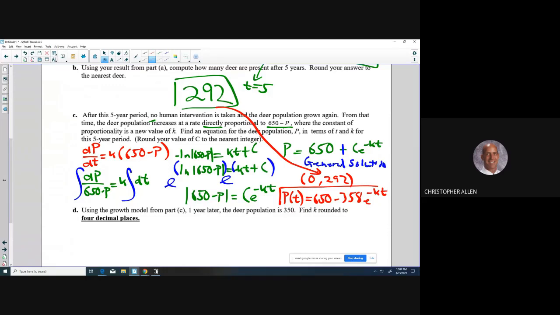So what you would do is, up here, you're going to put 0 in for t. So this is just C now, right? So over here, you're going to get 292 equals 650 plus C, and then you're subtracting. Yeah. Does that make sense?